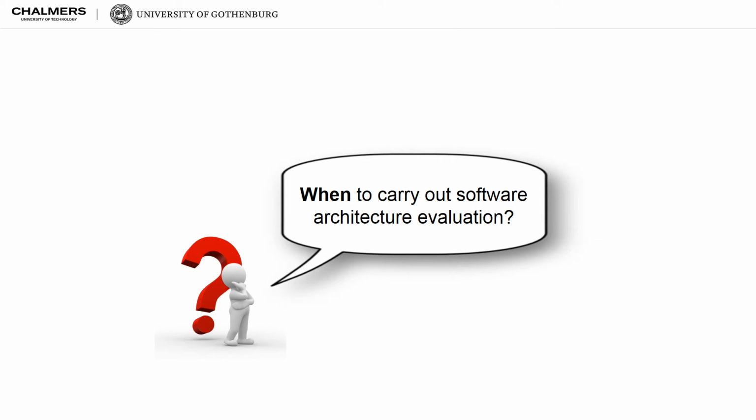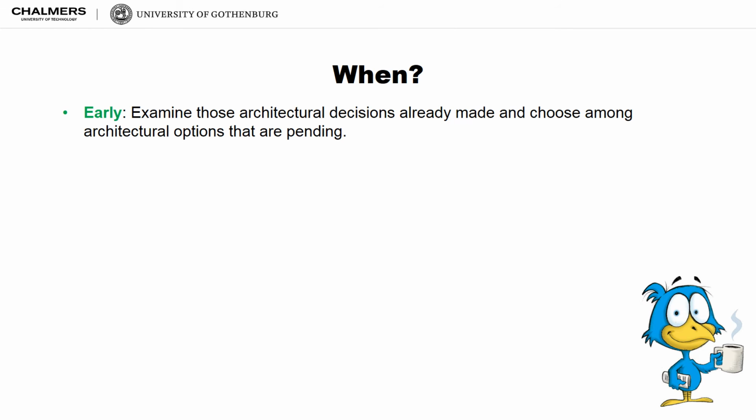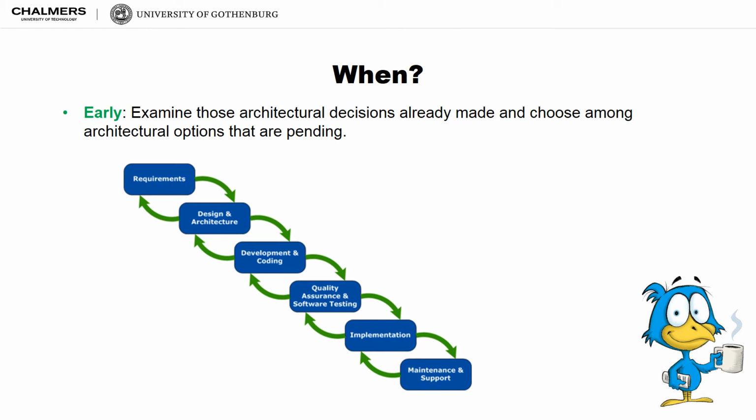Our next question is when to carry out the evaluation. There are three possible scenarios as to when the evaluation takes place. The first scenario is to examine architectural decisions that are already made and to choose among architectural design options that are still pending. The system is not implemented yet. This is known as early evaluation. The waterfall model of software development is a typical life cycle model where early evaluation is carried out immediately after the design and architecture phase.